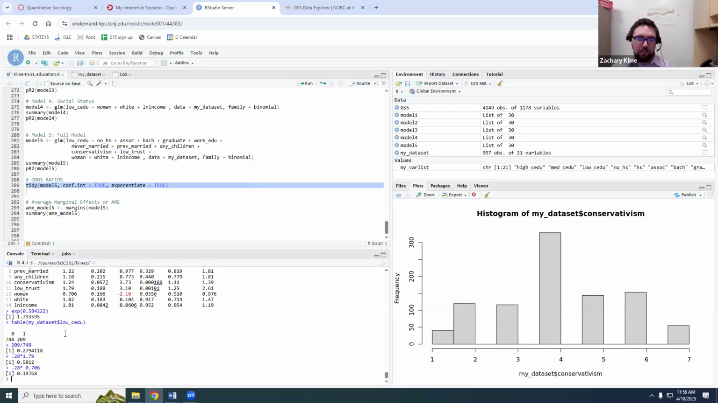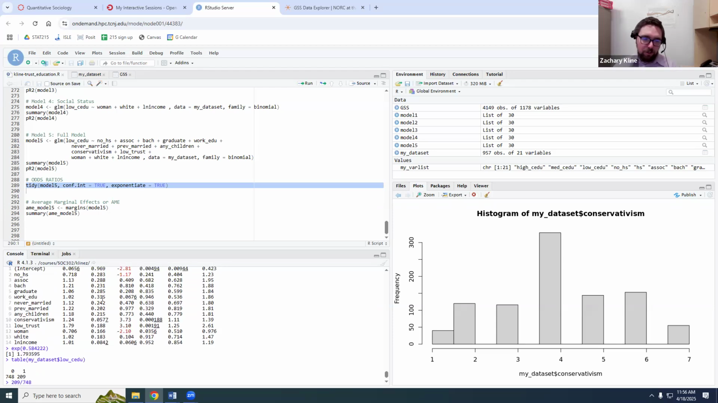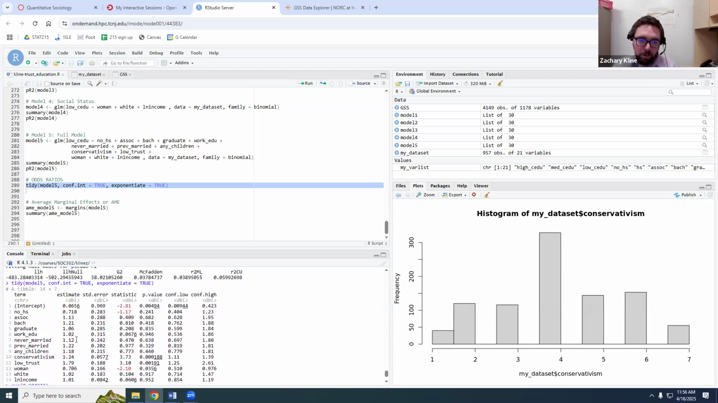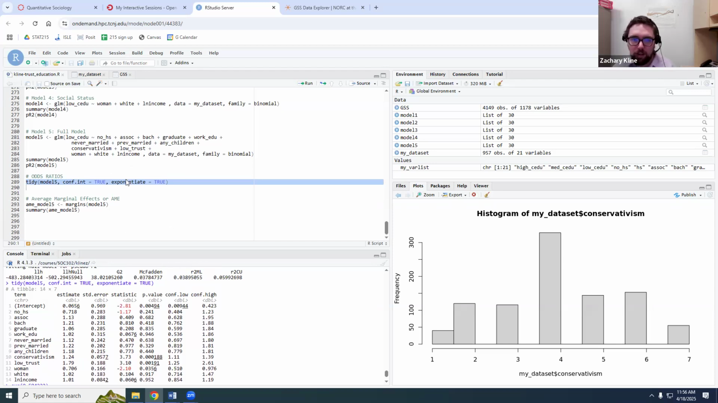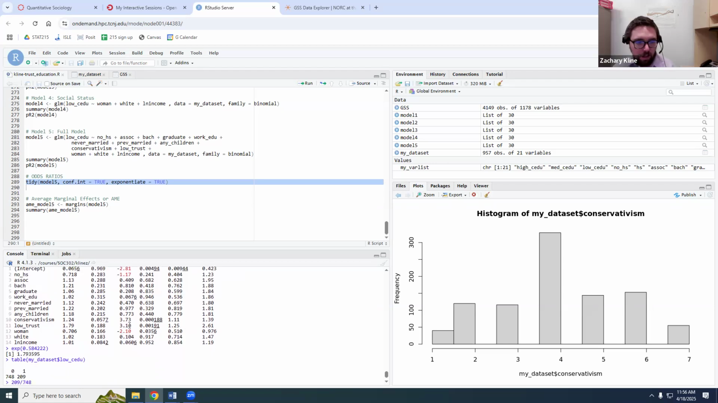Now, we'll give these effects larger and we can look at the average marginal effects. But I wanted to give a sense of what we're looking at with the odds ratios and how we can interpret them as percent change. But these are not absolute percentage point differences. These are not marginal differences. They're relative differences.